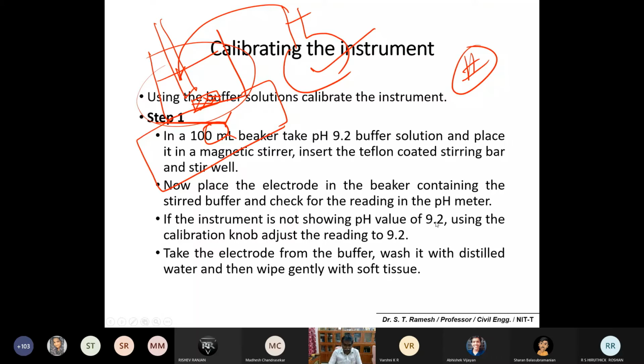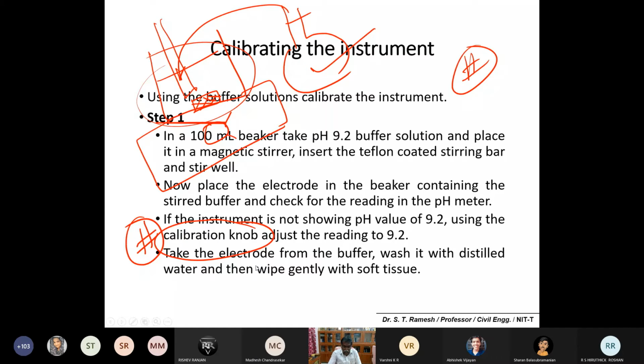And if the pH meter is not showing the value of 9.2, what do you do? Now you adjust the calibration knob. That is something important, please make a note on. You just adjust the calibration knob to 9.2.